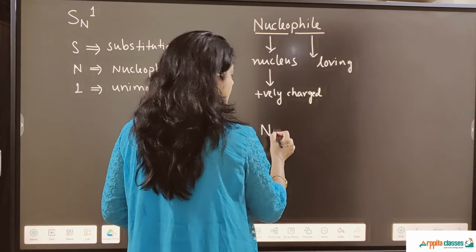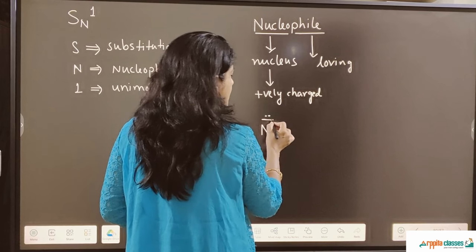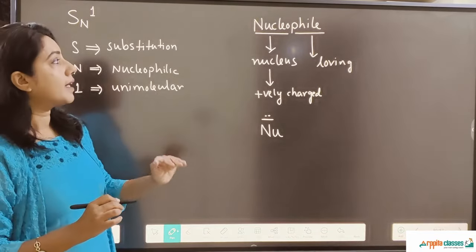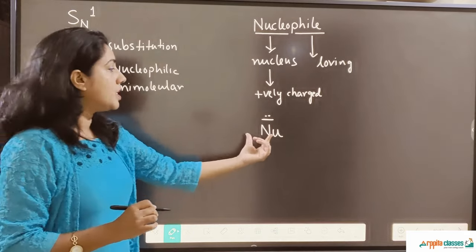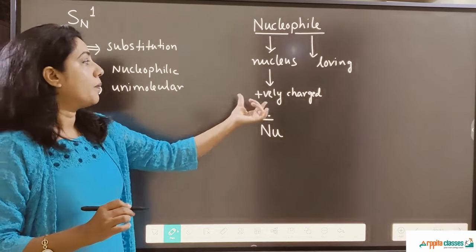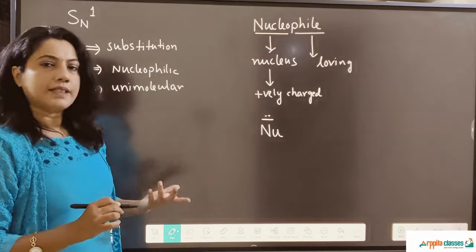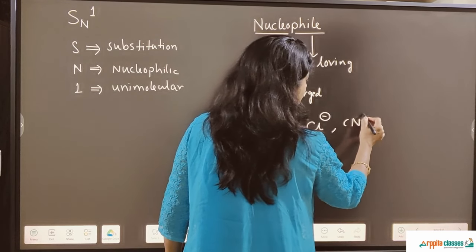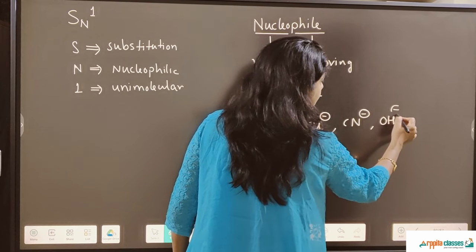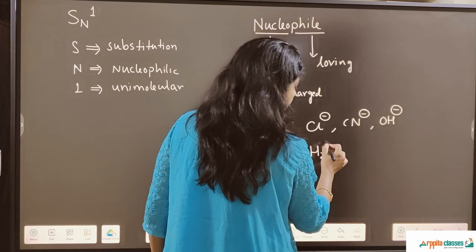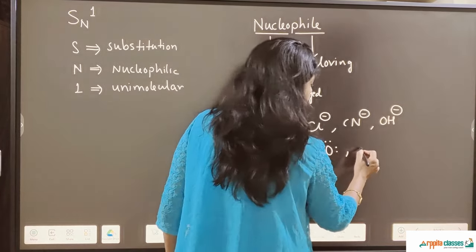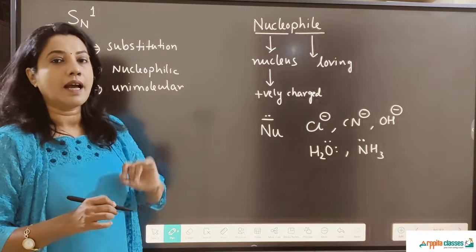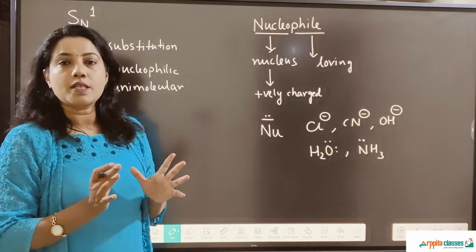So a nucleophile is either a negatively charged species or one having a lone pair of electrons. That can be called a nucleophile. This will be a nucleus loving or positively charged loving species. For example, Cl minus, CN minus, OH minus, H2O because it has a lone pair of electrons, ammonia because nitrogen has a lone pair of electrons. All these species can be considered as nucleophiles. So we understood what a nucleophile is.